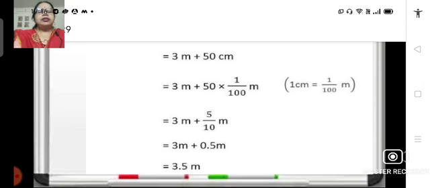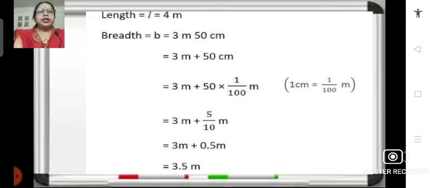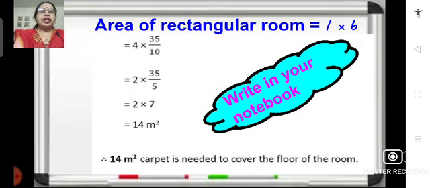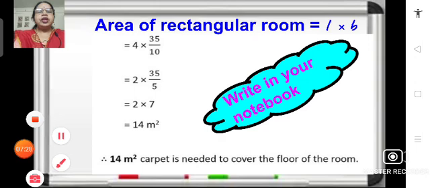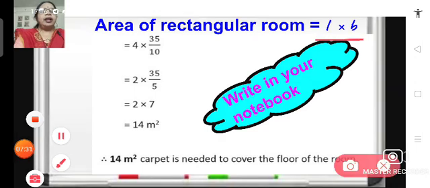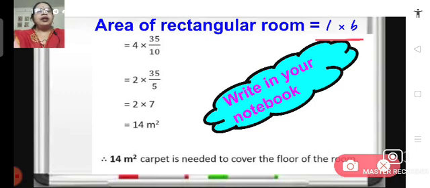Now, we have length and breadth both in same units. Length is 4 meters, breadth is 3.5 meters. Now, we can find out the area of the floor or area of the room. How can we find out? We will use this formula L into B, or length into breadth, to find the area of the rectangular room. So, it will be length, 4 meters, multiplied by 3.5 meters, or 3.5 meters can be written as 35 upon 10. Alright, this makes the calculation easy. That's why we have converted the decimal into a fraction.